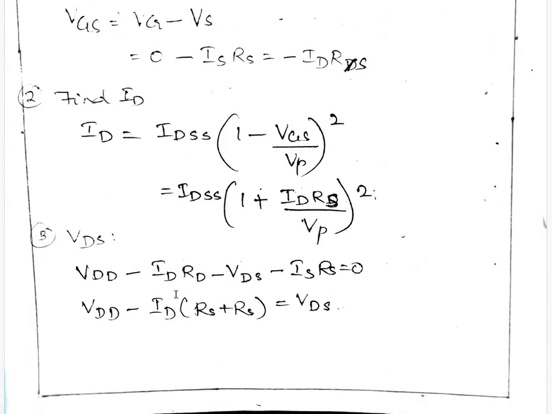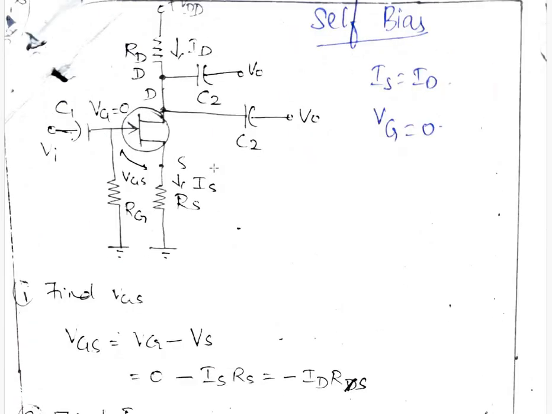Third type of biasing is self bias, where we have the source resistance. Similar to fixed bias, we have the source resistance RS also included. In the output V0 is taken here. IS is equal to I0. IS is nearly equal to ID, and VG equal to 0.